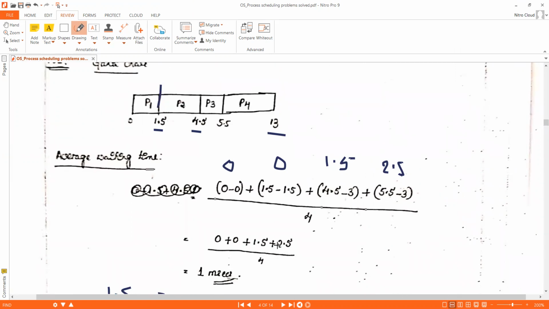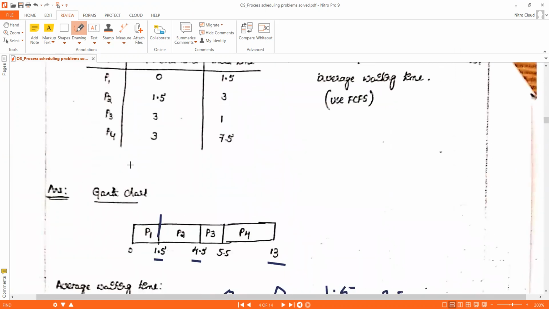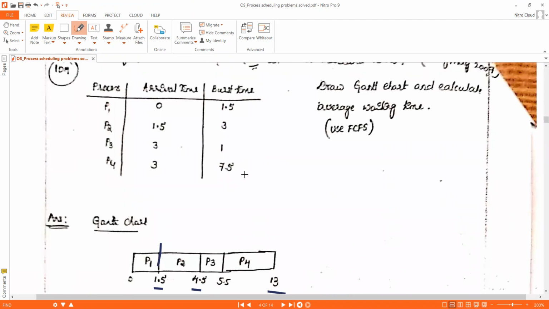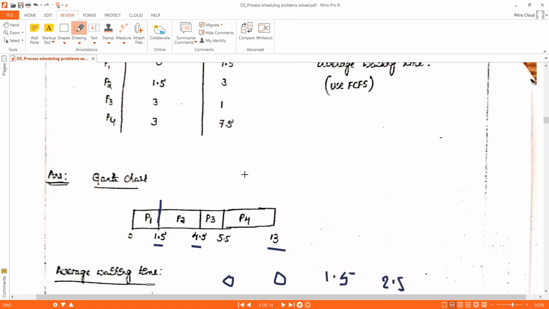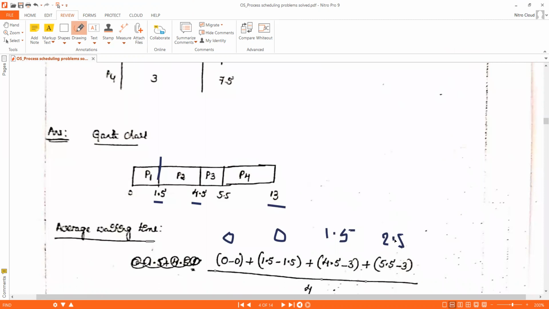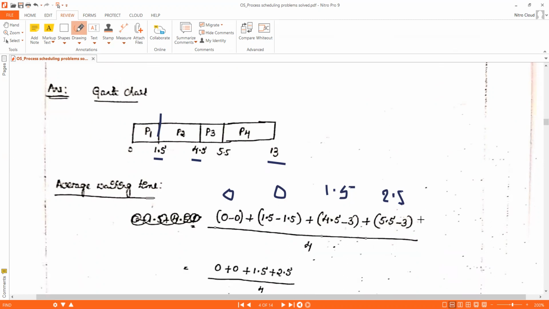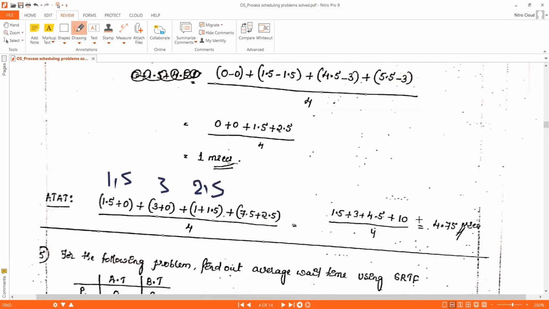Okay. Next, process 4's burst time is 7.5, plus its waiting time is 2.5. Okay, 7.5 plus 2.5, it is 10 milliseconds. Okay, 10 milliseconds is the turnaround time for process 4.